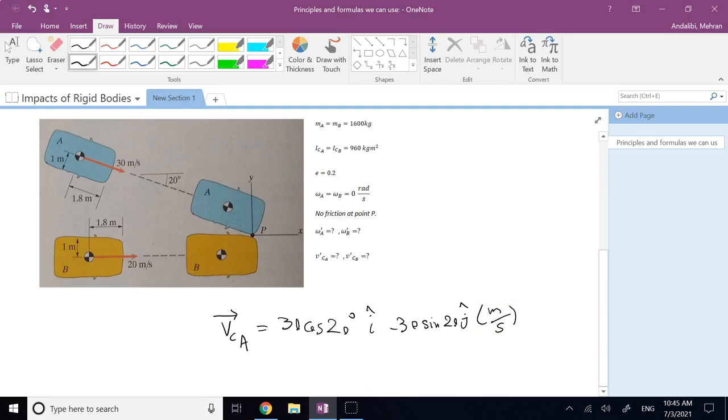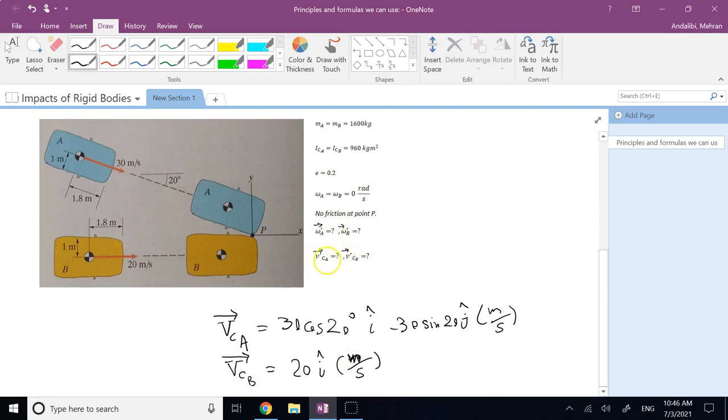Okay, so that is velocity of the centroid A, and you can do a similar thing for velocity of the centroid B. That is just 20 i, so that's easy. It's simply 20 i. Correct? And now these vectors, they have x components and y components.